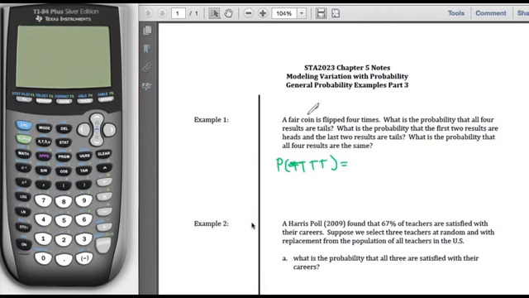Because it's fair, theoretically we should have a 50-50 chance that we get tails each time, so it would be 0.5 times 0.5 for the second tails, times 0.5 for the third tails, times 0.5 for the fourth tails. In my calculator, I can say this is 0.5 raised to the fourth power. And we get 0.0625.